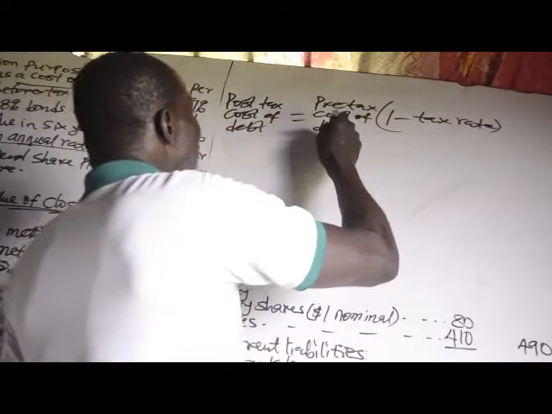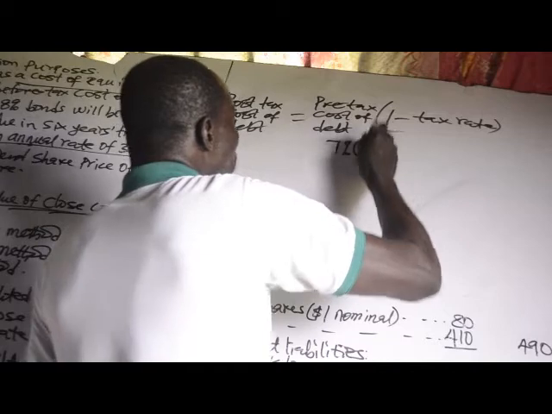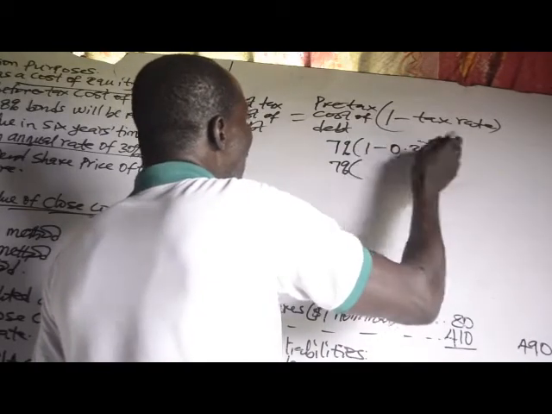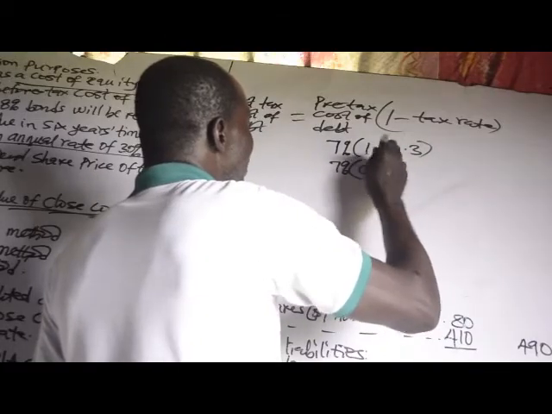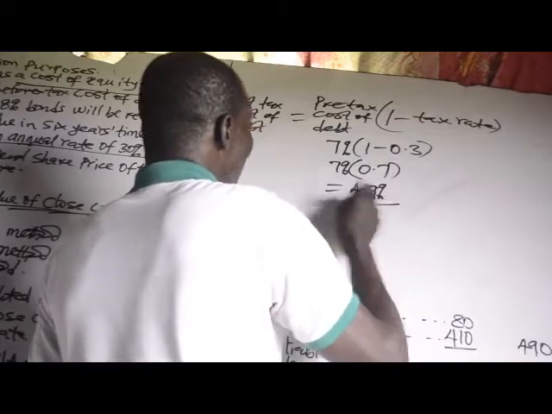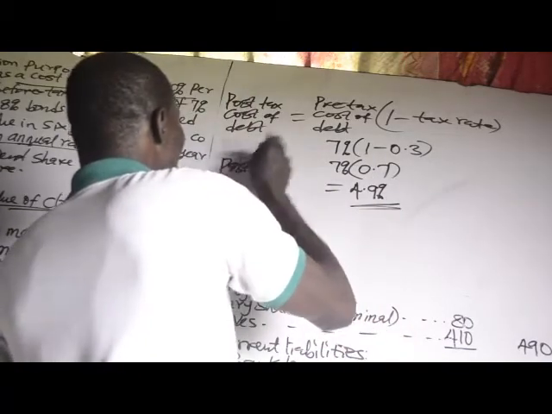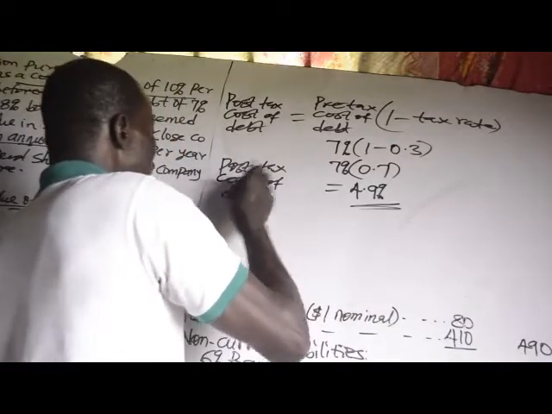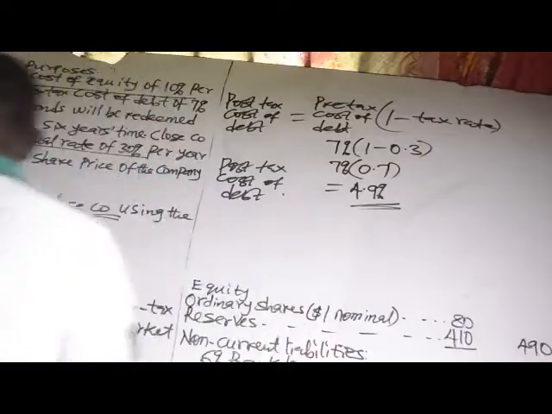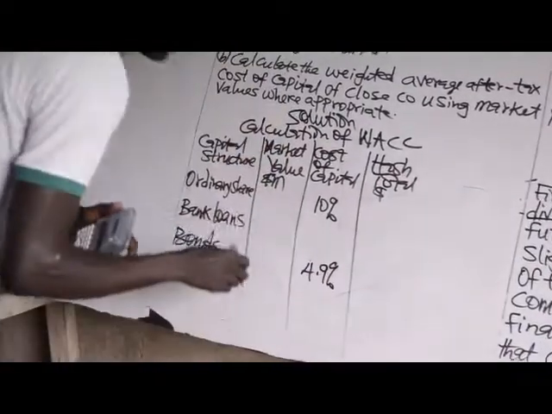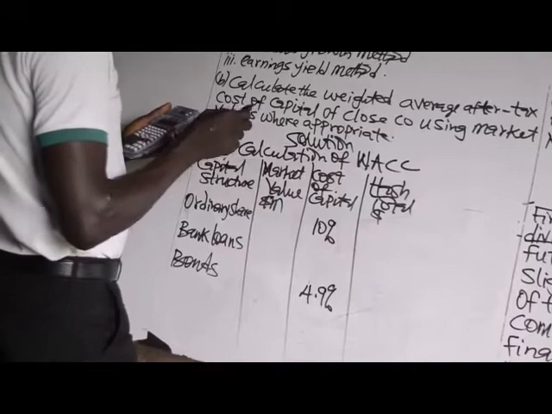So the pre-tax cost of debt you were given is 7%, times 1 minus the tax rate of 30%. So that is 7% times 1 minus 0.3, that would be 0.7, which gives us 4.9%. That is the post-tax cost of debt, which is 4.9%. So debt, that is bonds, 4.9%. So now let's forge ahead.